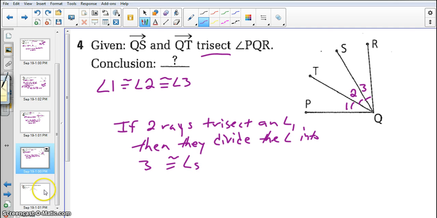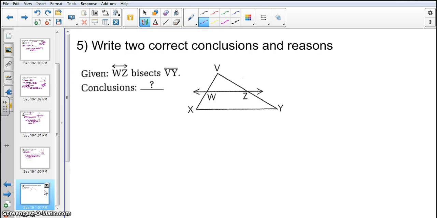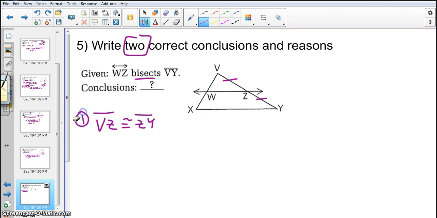And our fifth and final example is we want to write two correct conclusions and reasons. So let's take a look at the given. So we have line WZ bisects segment VY. So again, keyword is bisect. Let's go ahead and mark that given information on our diagram. So as you can see, the direct relationship from there would be to say that VZ is congruent to ZY. So this would be our first conclusion.